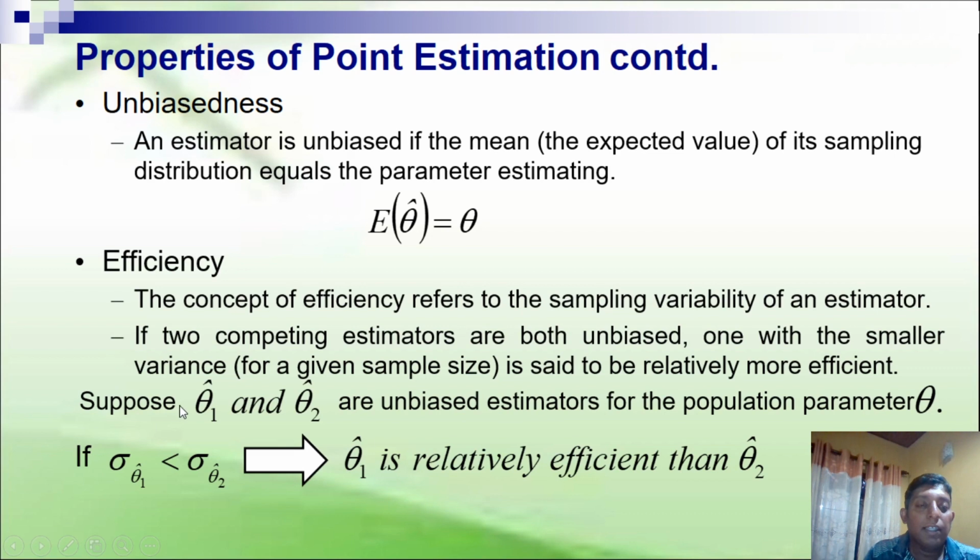The assumption here is that both these estimators are unbiased, and we take the same samples to get a point estimate from these two estimators. Then we calculate the variability of these two. The one with less variability is more efficient than the other one.